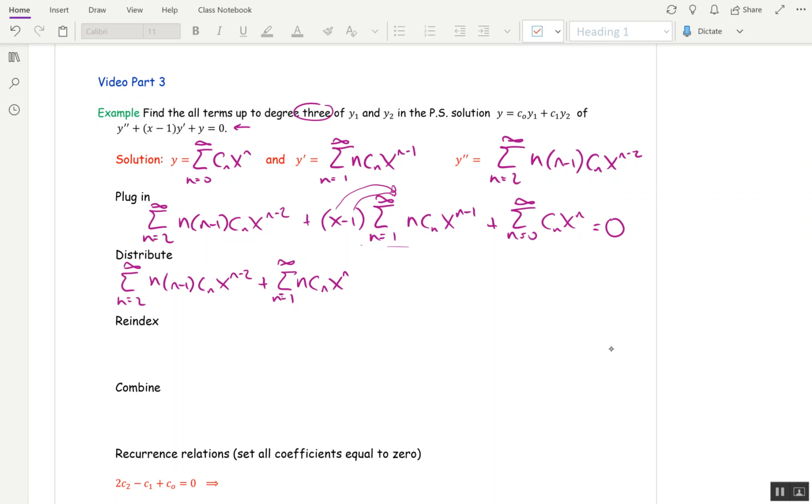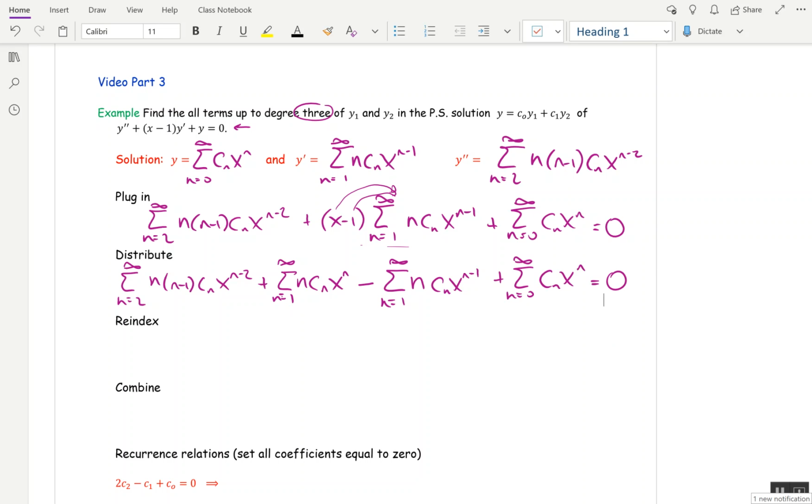Now I distribute the minus 1. Well, actually, I'm going to put a minus there and distribute the 1. So n equals 1 to infinity, just copy it down again, n c_n x^(n-1). And then the last guy is plus the sum n equals 0 to infinity of c_n x^n, and then don't forget your equals 0.